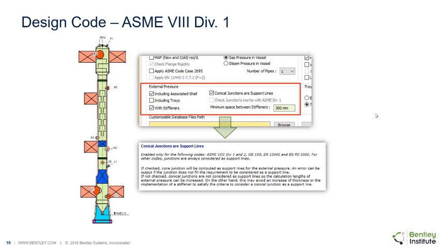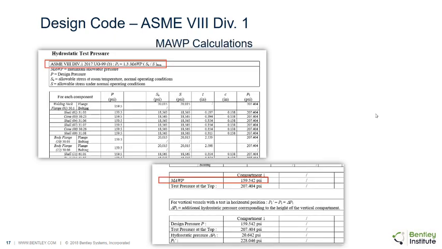In the external pressure field, the associated shell and stiffeners are enabled for inertia calculations and the conical junctions are considered support lines. We will look at several screenshots of the design report in this and subsequent slides. The hydrostatic test pressures are calculated and listed in the table. Maximum allowable working pressure is calculated. The test pressure accounts for the vertical equipment being tested in horizontal condition by adjusting for the hydrostatic head.